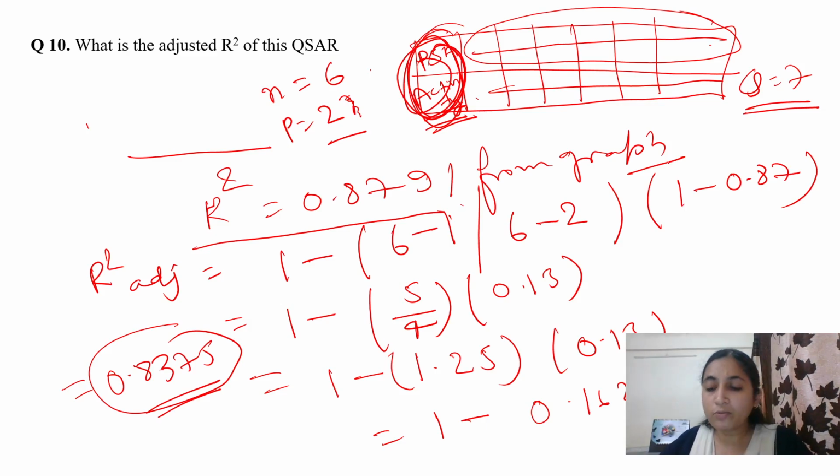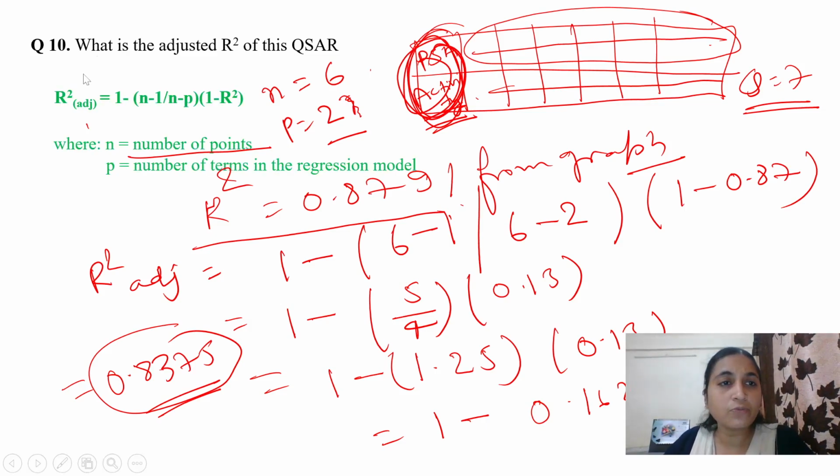This is the formula, I have shown it here. The formula is R square adjusted equals 1 minus (N minus 1 upon N minus P) times (1 minus R square). This is the formula to calculate the adjusted R square. So in this formula I put in the values of N, P and R square, and we have calculated this.